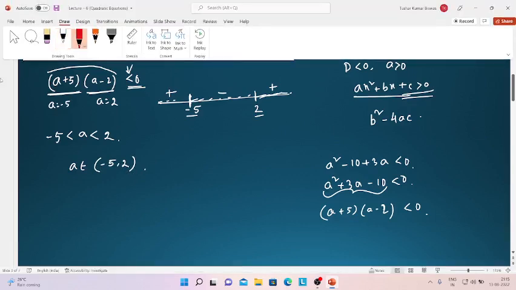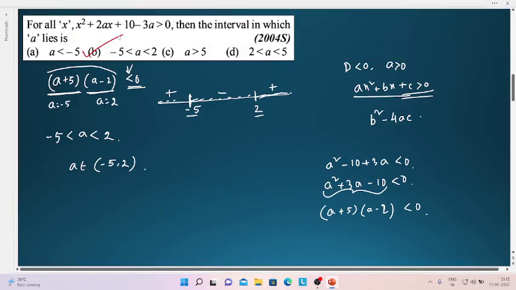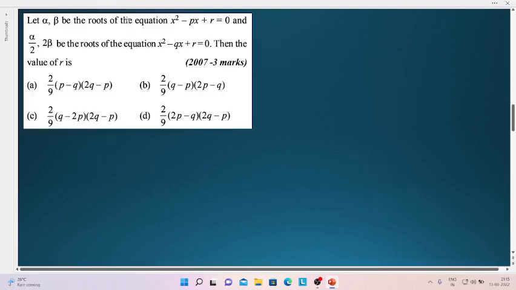So what will be the correct option? B is the correct option. You can understand, right? So option B would be the correct option of this particular question. Let's move to the next question. I'm basically applying the discriminant formula and the sign of a quadratic expression. Okay, so let's move to the next question.